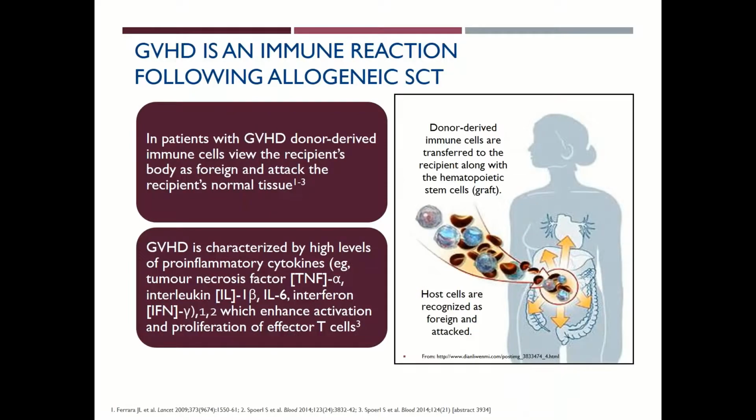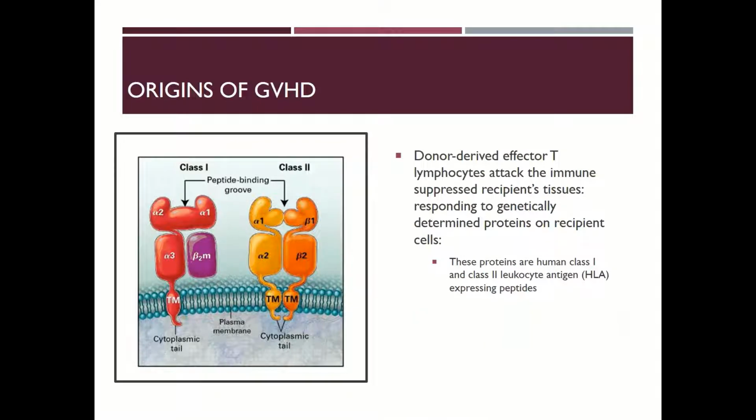Thus, in the allogeneic transplant setting, graft-versus-host disease is an immune reaction. In patients with GvHD, donor-derived immune cells will view the recipient's body as foreign and attack normal tissue. It is characterized by high levels of pro-inflammatory cytokines, which can enhance activation and proliferation of effector T cells. At the cellular level, donor-derived effector T cells will attack immune-suppressed recipient patient tissues, responding to genetically determined proteins on recipient cells. And these are proteins that are class 1 and class 2 human leukocyte antigens.